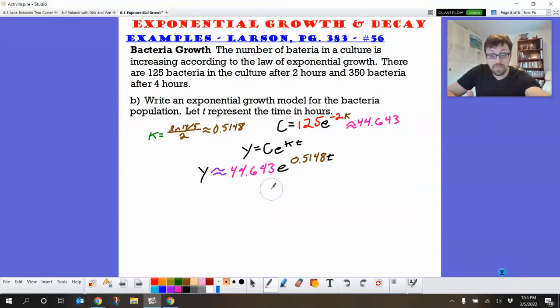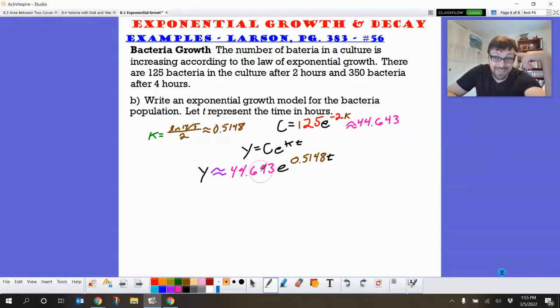In part B of this example, we were asked to write an exponential growth model for the bacteria population, which we've kind of actually already done. So I took this information from part A. K was 0.5148, so you can just plug that in for our K value, and our C value was 44.643. So you just plug that in for your C value, and that's done. There's our exponential growth model.